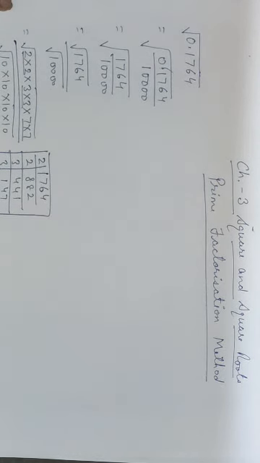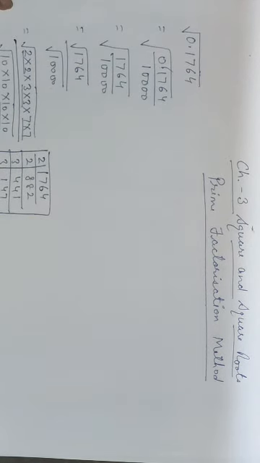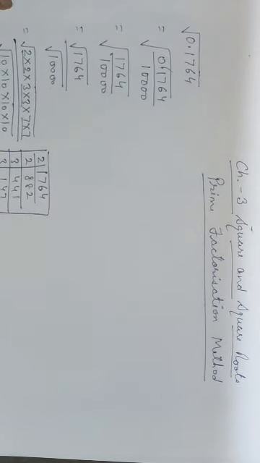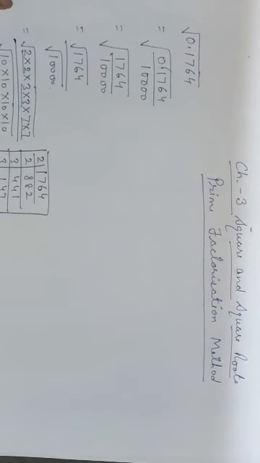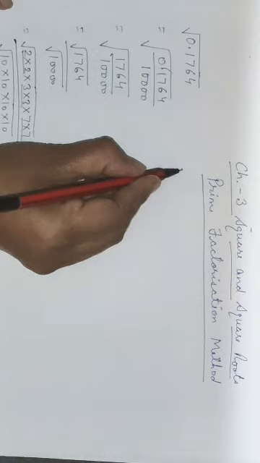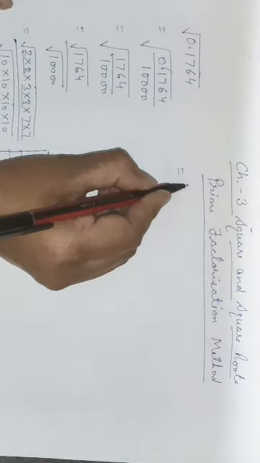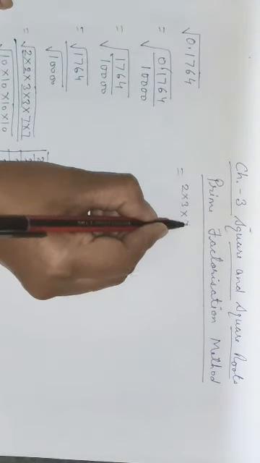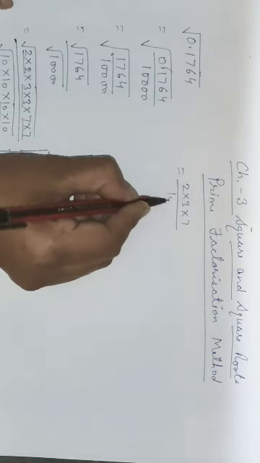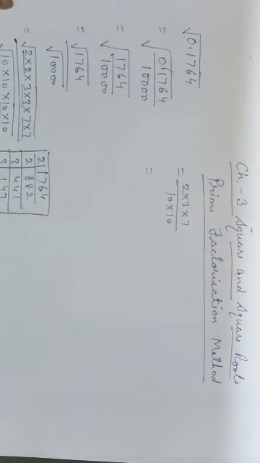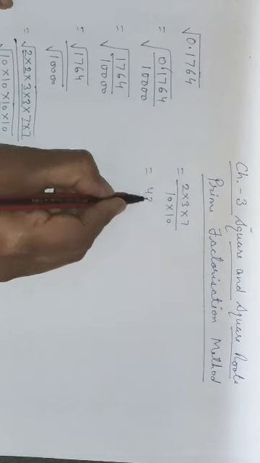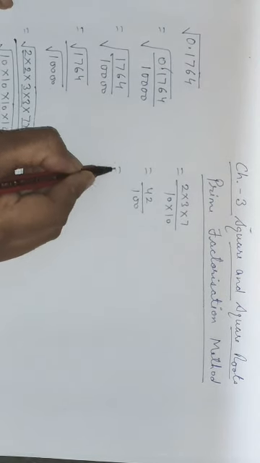So here in the numerator we have a pair of 2, 3 and 7. In the denominator we have 2 pairs of 10. So from each pair we will take out one number. So 2 into 3 into 7 by 10 into 10. So I am doing it here now. We got 2 into 3 into 7, and in the denominator we have 10 into 10. So we get 42 by 100.